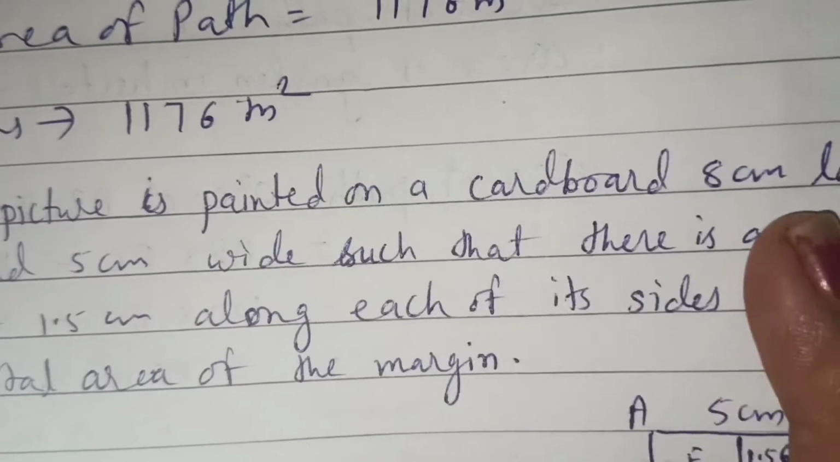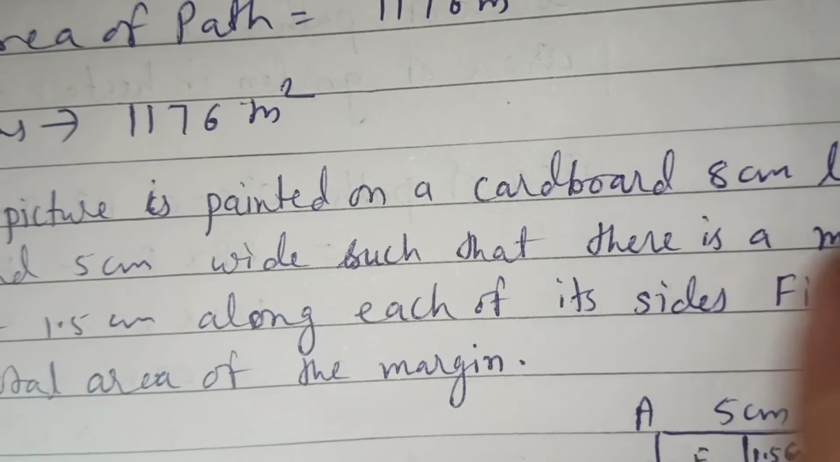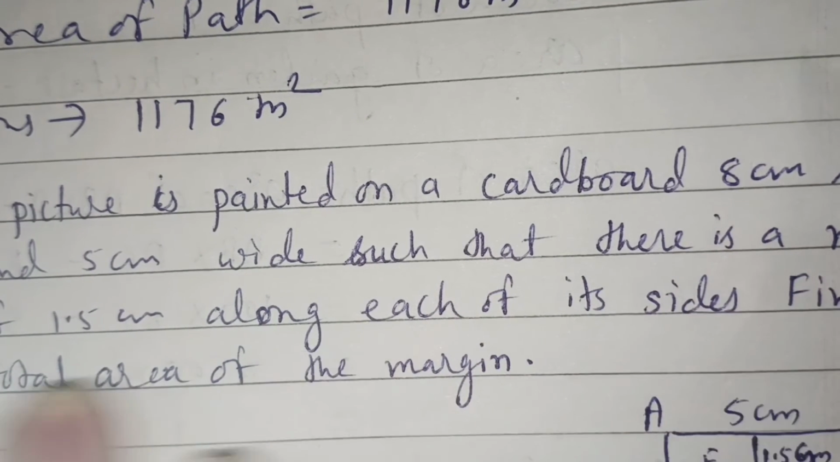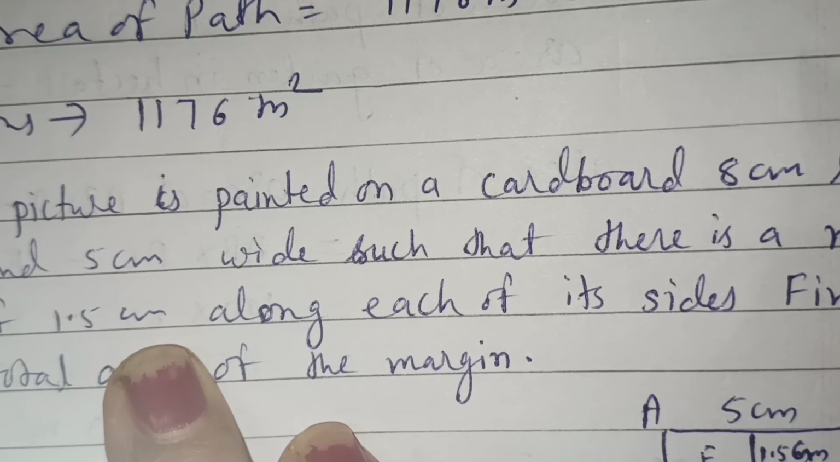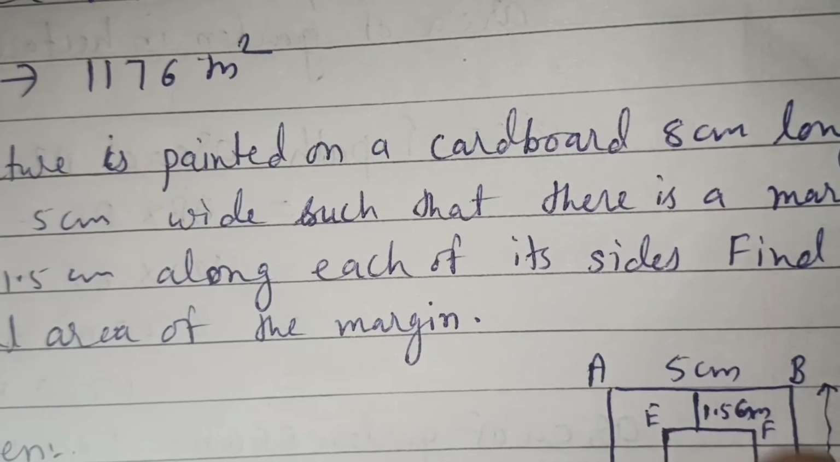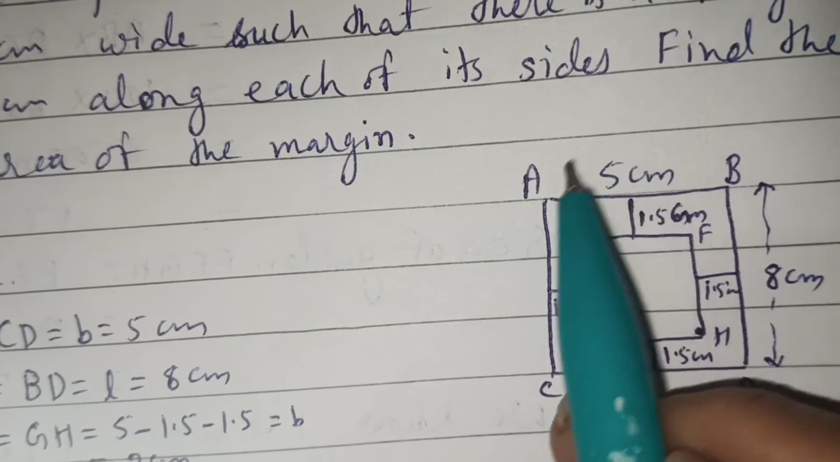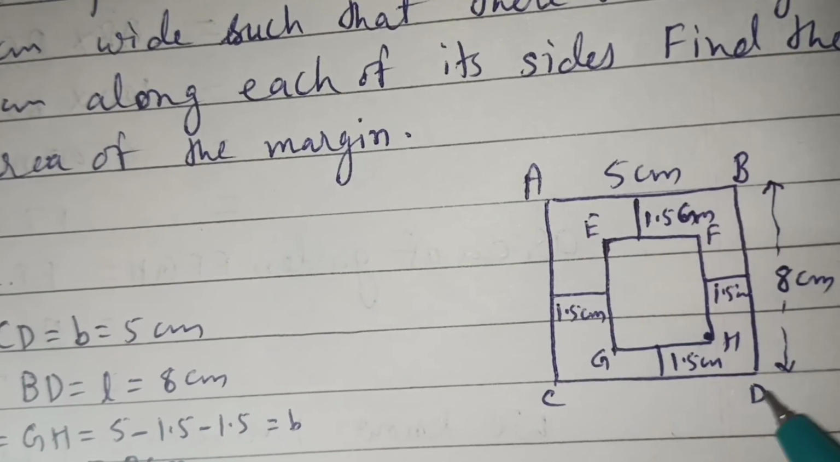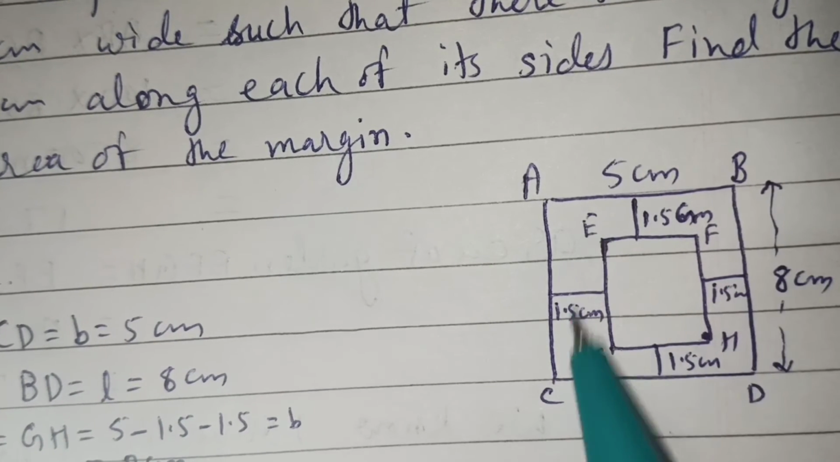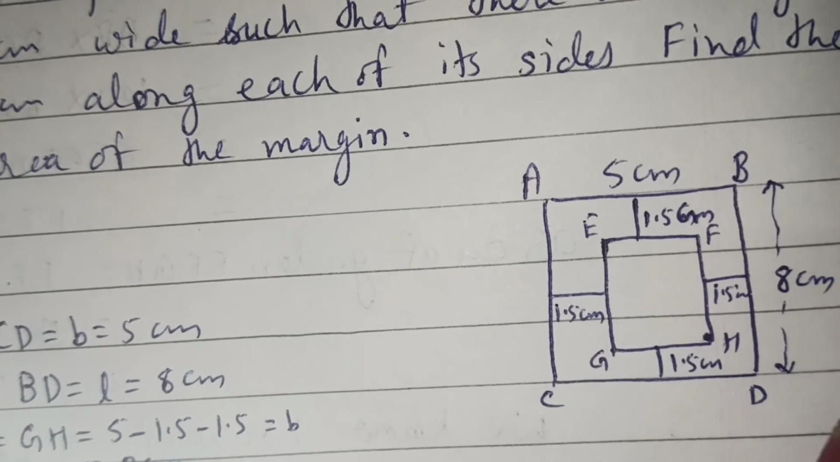A picture is painted on a cardboard 8 centimeter long and 5 centimeter wide, such that there is a margin of 1.5 centimeter along each of its sides. Find the total area of margin. Here we have drawn this figure. Here breadth is given as 5 centimeter, length is given as 8 centimeter, and it is 1.5 centimeter around it, this margin.